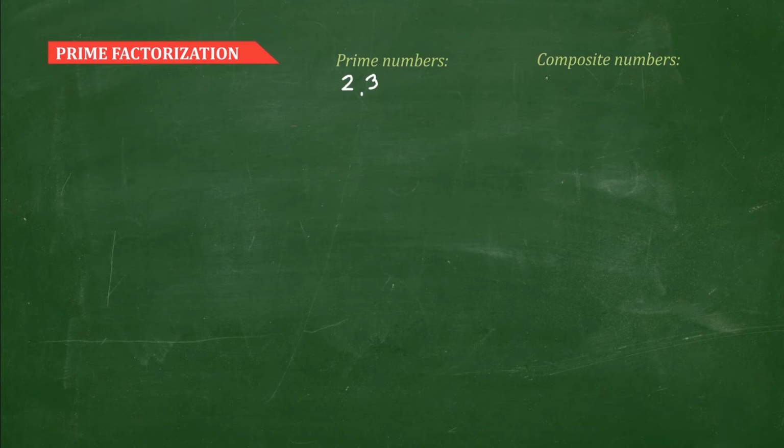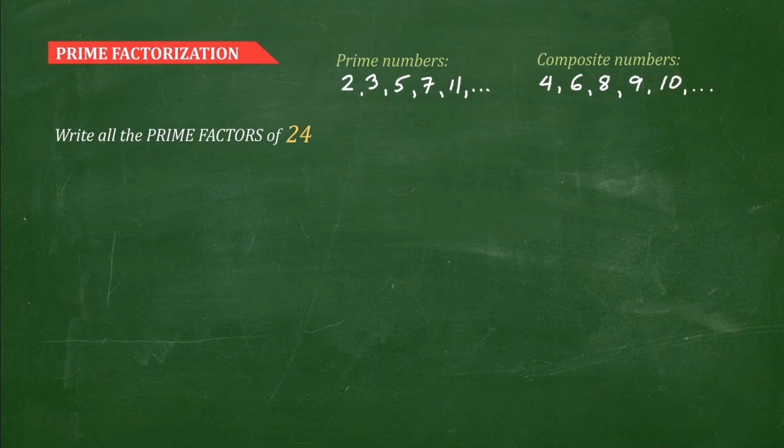4, aside from being divisible by 1 and itself, is also divisible by 2, so it's composite. Using those criteria, we continue the list of numbers. So 5 is prime, 6 is not, 7 is prime, 8 is composite, 9 is not since it's divisible by 3, 10 is composite, 11 is prime, and so on.